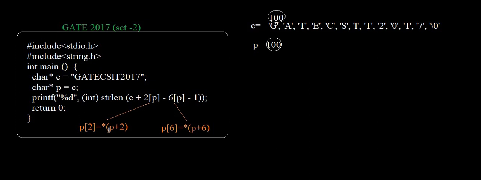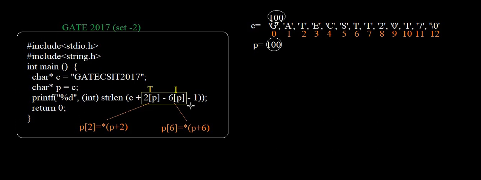Now let's figure out the value of star of p plus 2. Say p is 100, so 100 plus 2 is 102, counting 0, 1, 2. 102 is pointing to t, so we can write t here. Similarly, p plus 6, which is this i, can be written in place of 6 of p. Now you can subtract t minus i, which gives you 11. Why? Because if you subtract them according to the ASCII value, you get 11.